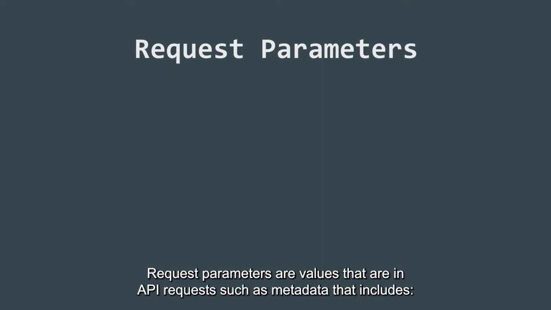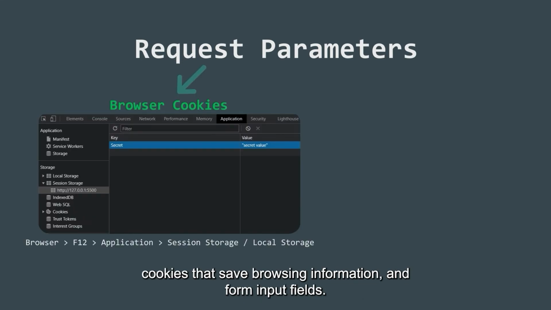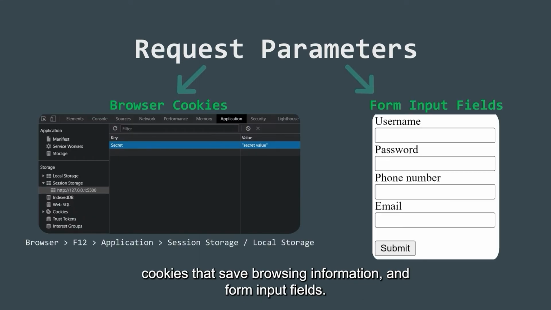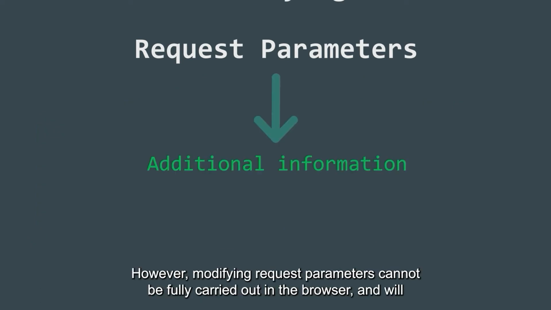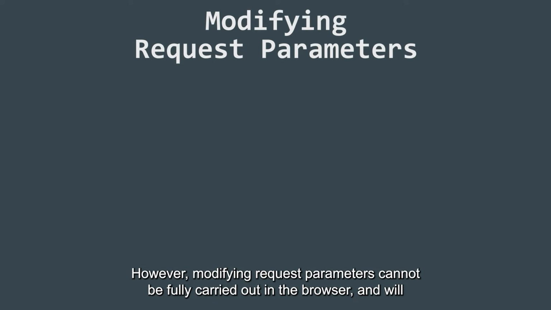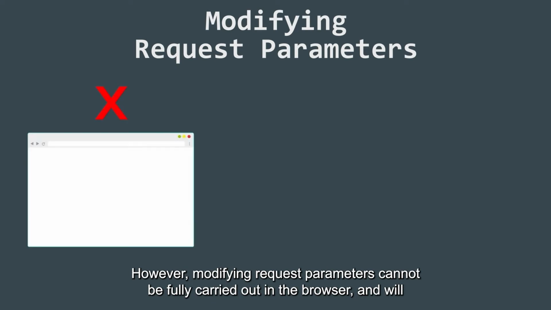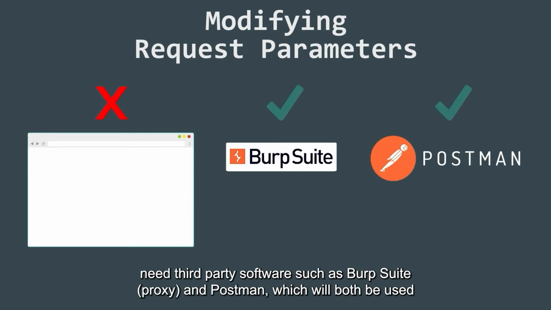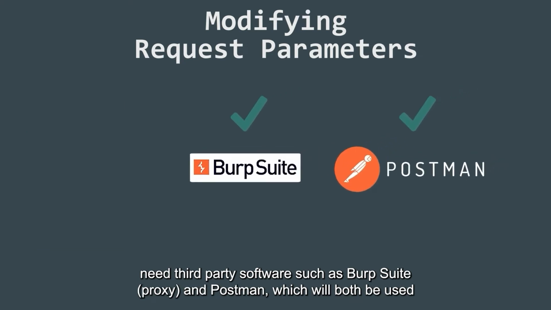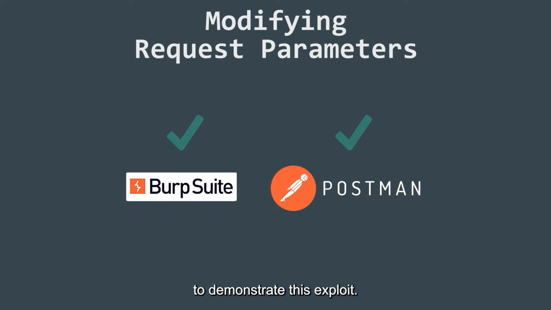Request parameters are values that are in API requests, such as metadata that includes cookies that save browsing information, and form input fields. They are used to send additional information to the web application. However, modifying request parameters cannot be fully carried out in the browser, and will need third-party software such as Burp Suite and Postman, which will both be used to demonstrate this exploit.